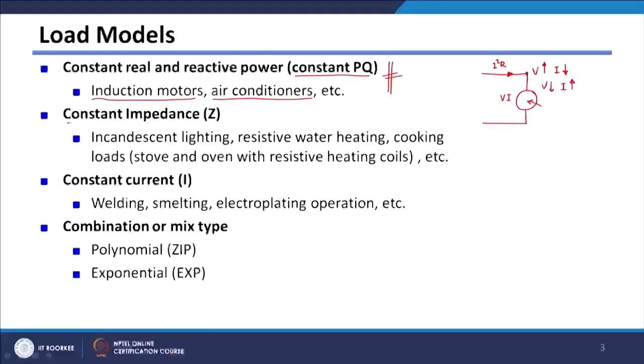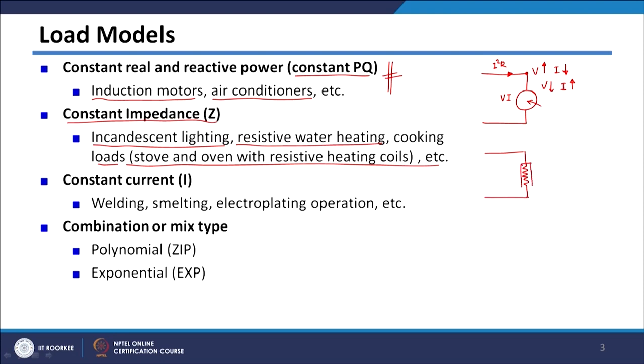Another type of load is called a constant impedance load. Here the impedance of the load remains constant. The examples of this load are incandescent lighting, resistive water heating, and cooking loads which are based on resistive heating coils. Those kinds of load, based on resistive heating coils, can be modeled as constant impedance loads. Now, if you see the behavior of this load, it will be exactly opposite to your constant PQ type of load. So, this is your constant impedance kind of load.